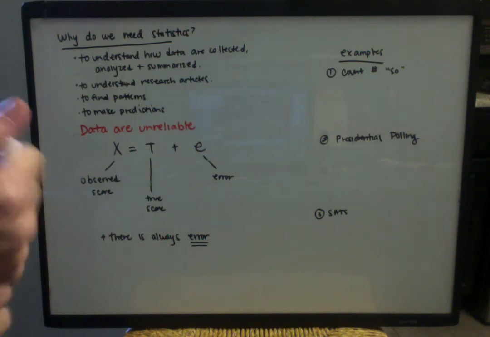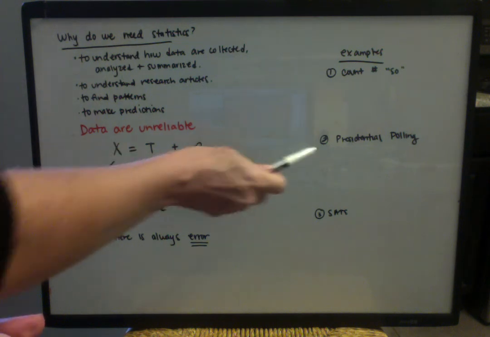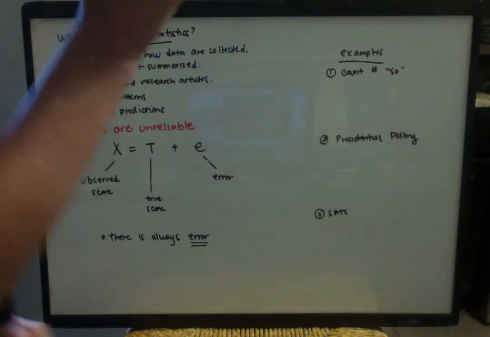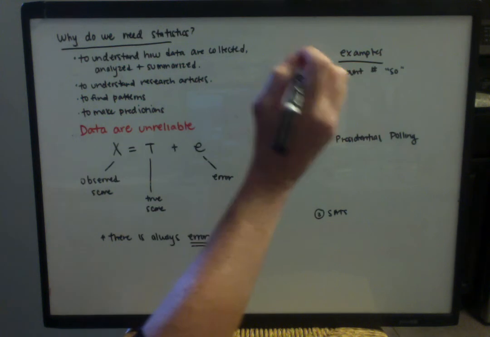And we'll come back to that later in the semester. So the second example I want to give, and I'm going to write some things up here, is presidential polling. You hopefully all know that there is a presidential election coming up, and I looked this morning at the online polls, and CNN's poll has the following data.